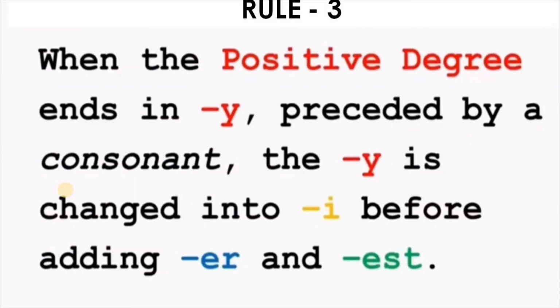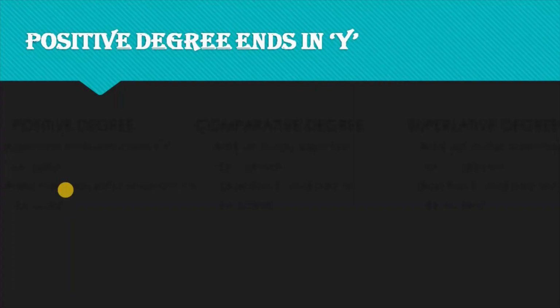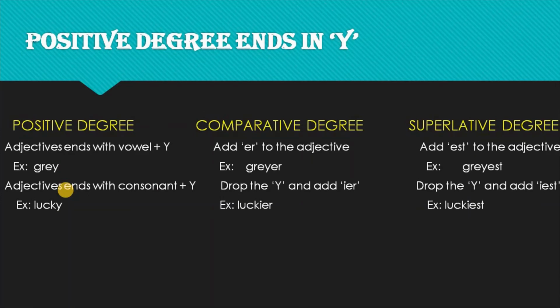Now we'll see the rule number 3. When the positive degree ends in Y preceded by a consonant, the Y is changed into I before adding ER and EST. Positive degree ends in Y. There are two things. When the positive degree ends with vowel plus Y, we should add ER to the adjective to form the comparative degree and EST to the adjective to form the superlative degree.